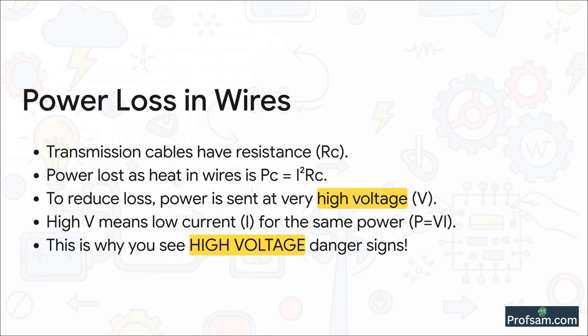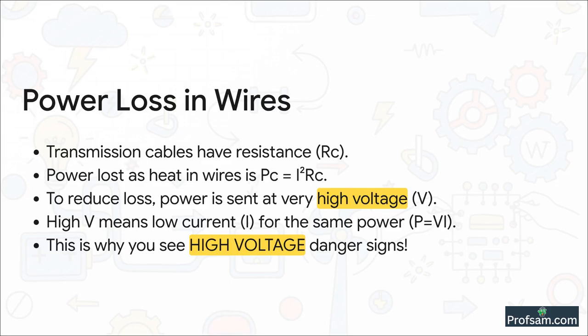Now, to send electricity efficiently, we want this loss to be as small as possible. We can't really change the resistance of the wire. It's miles long. So the only thing we can control is the current, I. We need to make the current as small as possible. But wait a minute, how can we send a huge amount of power with a tiny current?